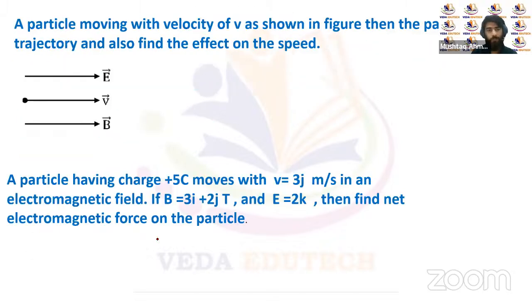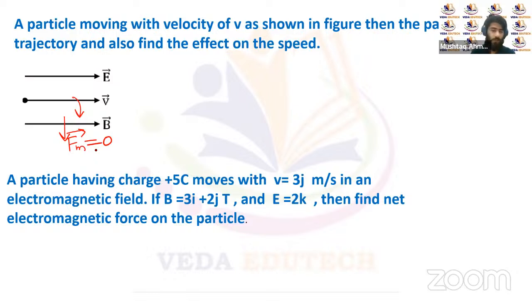So a particle moving with velocity v as shown in the figure, find the path of the trajectory and also find the effect on the speed. You can see here that the velocity vector of this particle is along the direction of the magnetic field vector. If the velocity of the particle is along the direction of a magnetic field, in that case there will be no magnetic force. So we can say here that the magnetic force on this particle, F magnetic, will be equal to zero.